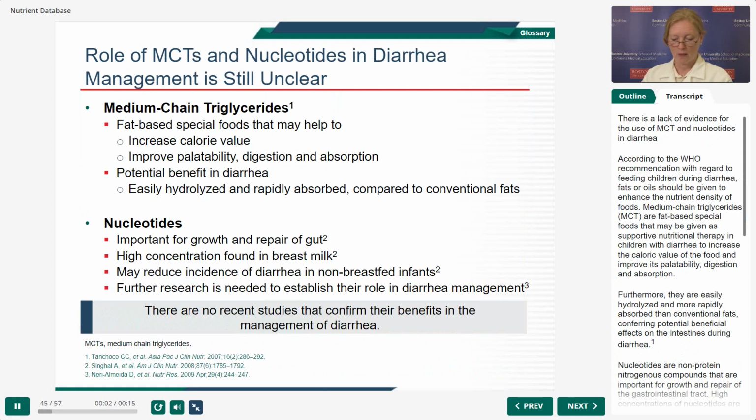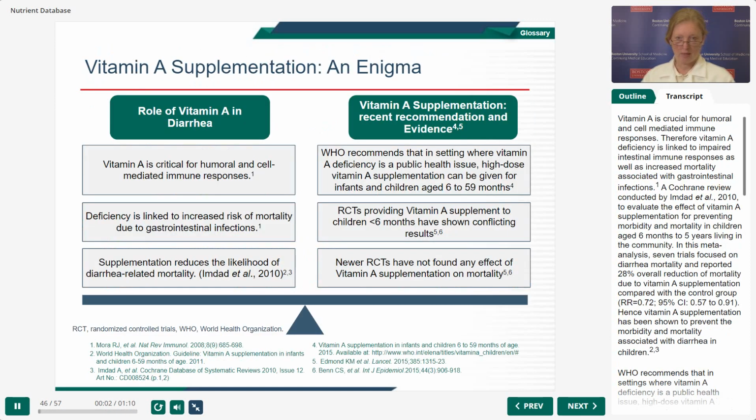There are other products that have been suggested in the management of diarrhea, such as MCTs or nucleotides, but benefits have not been clearly demonstrated in the literature and more research is needed. Vitamin A supplementation might be useful, and we know that it affects the immunity of a patient.